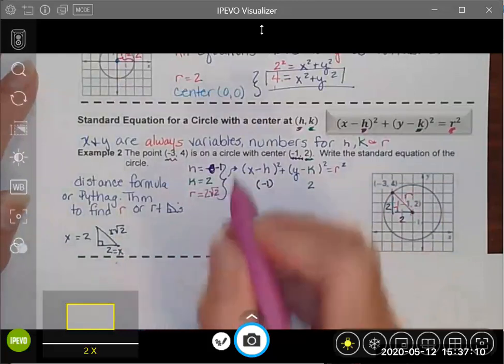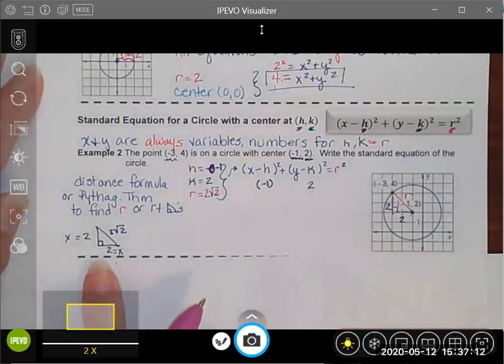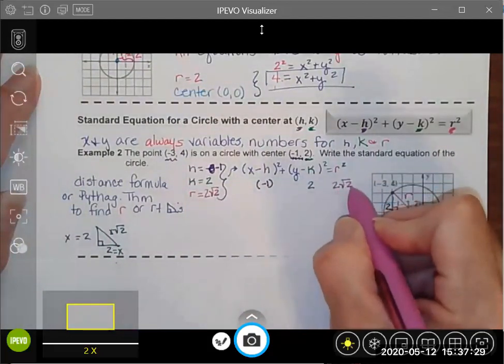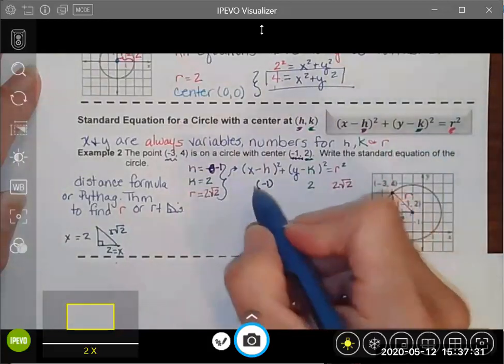You won't always be able to use your 30-60-90 or 45-45-90 special right triangles to determine the length of the radius, but you can in this case, and we'll do some other examples where we use the Pythagorean theorem or distance formula. For the moment though, we now have all of the components that we need in order to write an equation.